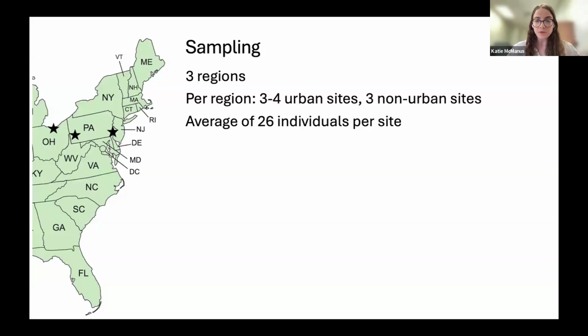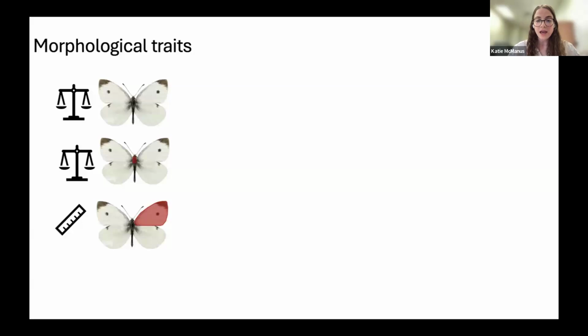I sampled cabbage whites across 3 regions in the eastern United States. Within each region, I sampled at 3 to 4 urban sites and 3 non-urban sites, and I collected both males and females to see if we're seeing different responses in the sexes. I collected an average of 26 individuals per site, for a total of over 500 individuals caught. For all individuals, I collected trait data on traits related to both flight ability and heat load. I obtained a dry mass for the body and for the thorax, and I measured the forewing area.